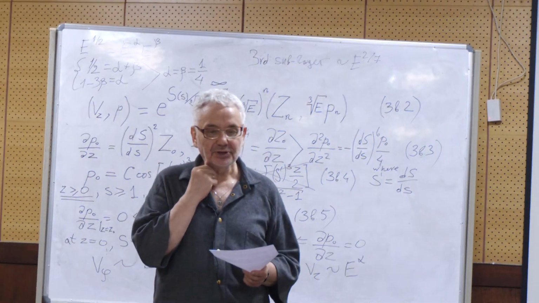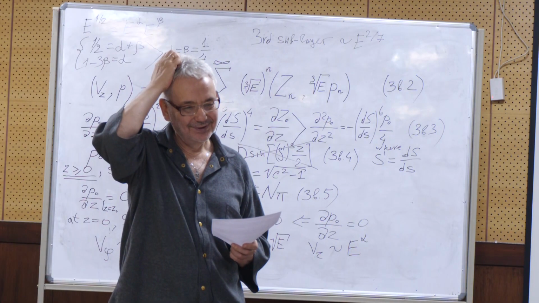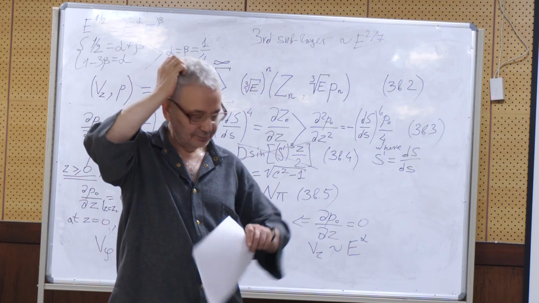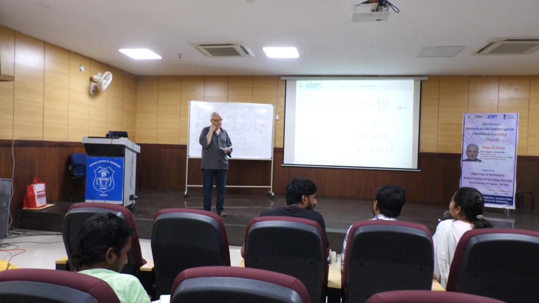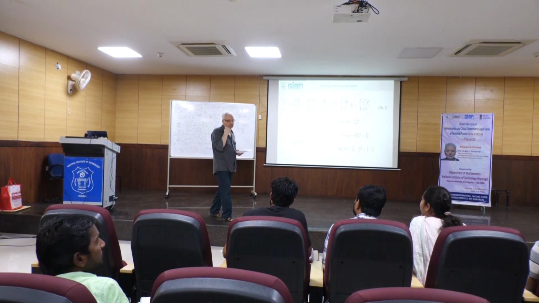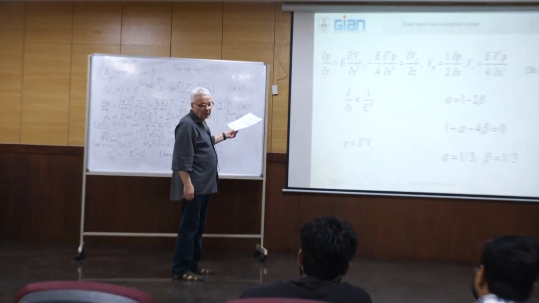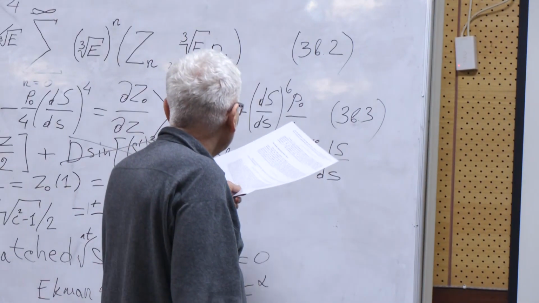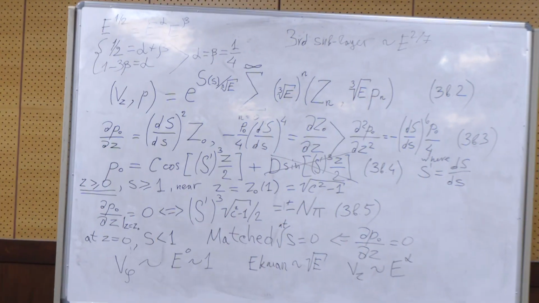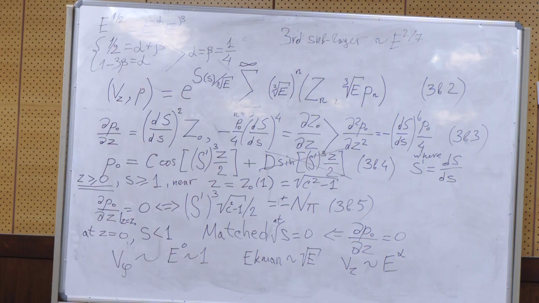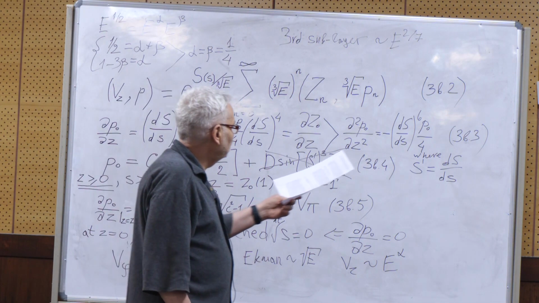Is there any more question? Sir, what about equation 3B.3, how did it come? That dP naught by dz is equal to the whole square. Equation 3B.3, yes.